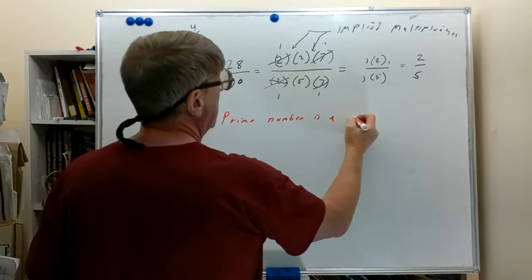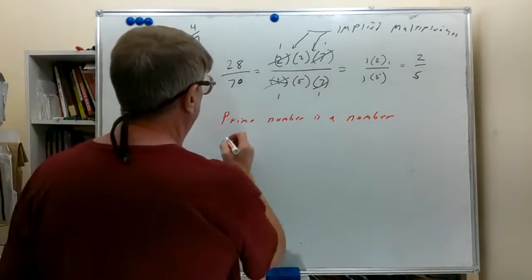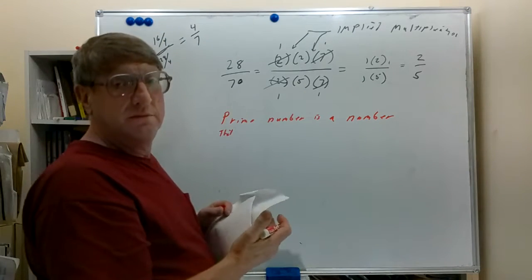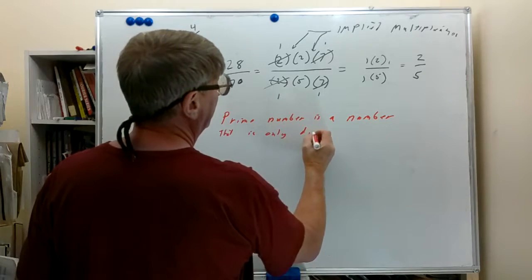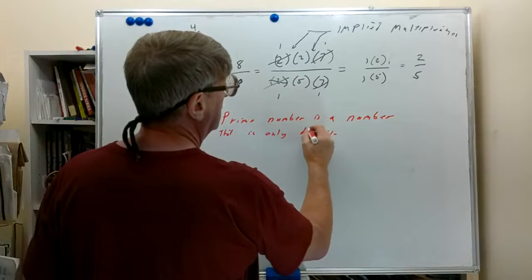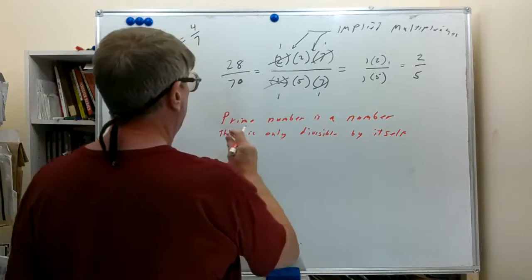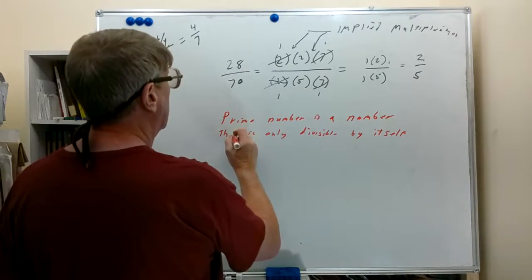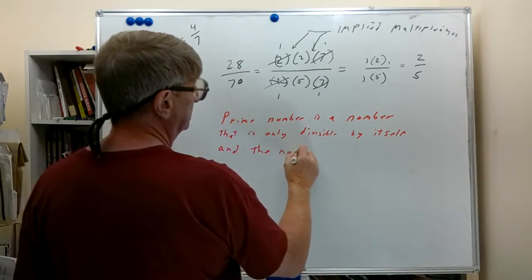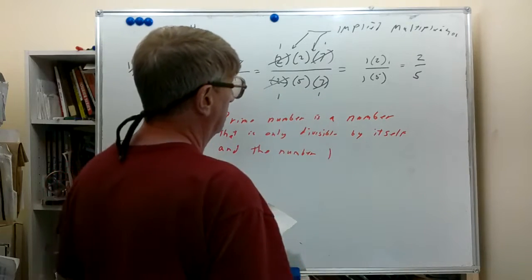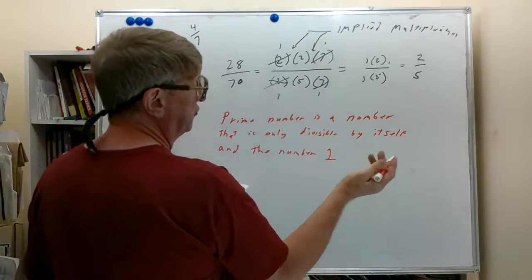is a number that is only divisible by itself and the number one. Well, every number is divisible by 1.